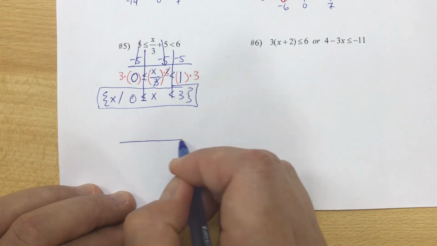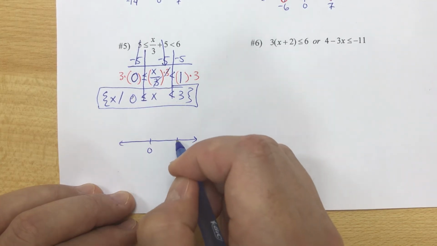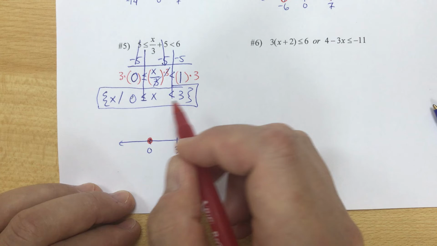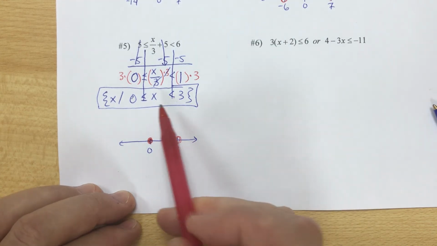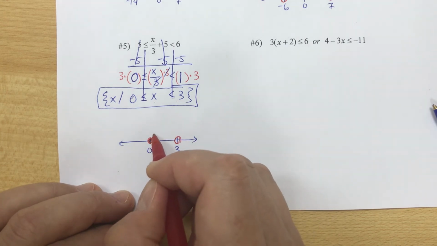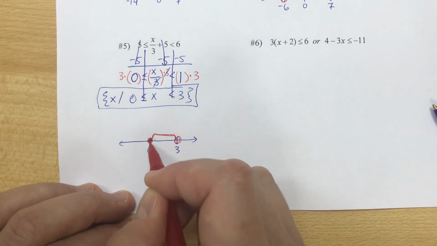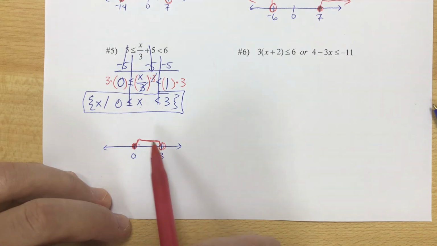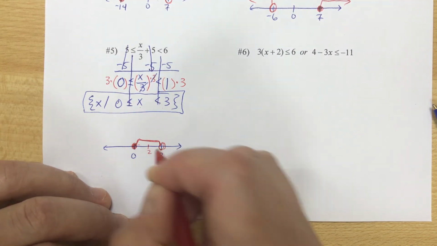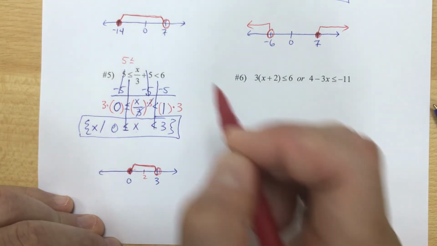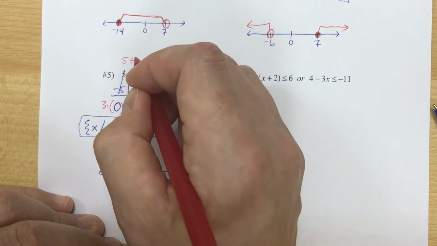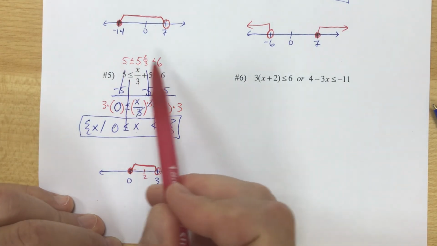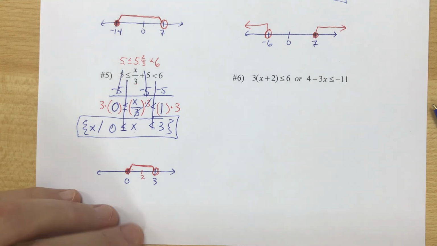To graph that, here's a number line, and we have 0, and we have 3. Now 0 less than or equal to x is closed. X is less than 3 is open. Where's the variable? It's between. So we can just shade it between, or I just draw the lines like that. If you doubt that that's correct, pick a number between 0 and 3 and you could substitute it. If I took the number 2, for example, 5 is less than or equal to 2/3 plus 5. That's 5 and 2/3 less than 6. Hey, that is between positive 5 and positive 6. So this is good.